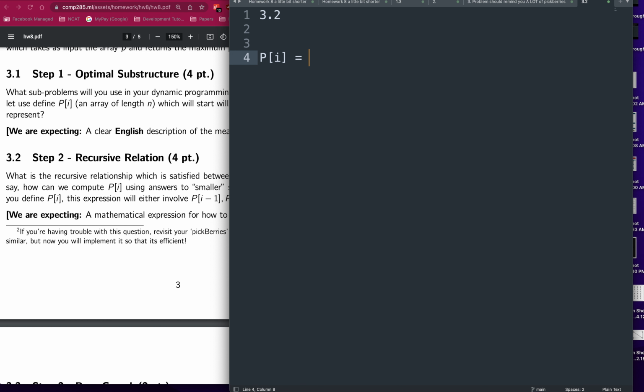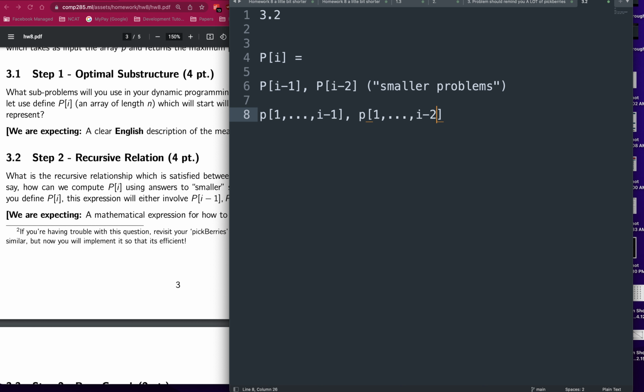How would you use answers to smaller problems, in our case, P(i-1), P(i-2)? These are smaller problems, right? Because P(i-1), given our definition, is like, what's the maximum profit for the houses from 1 up to i-1? P(i-2) is smaller because it's like, what's the maximum profit for the houses from 1 up to i-2, right? So these are smaller problems in our case.